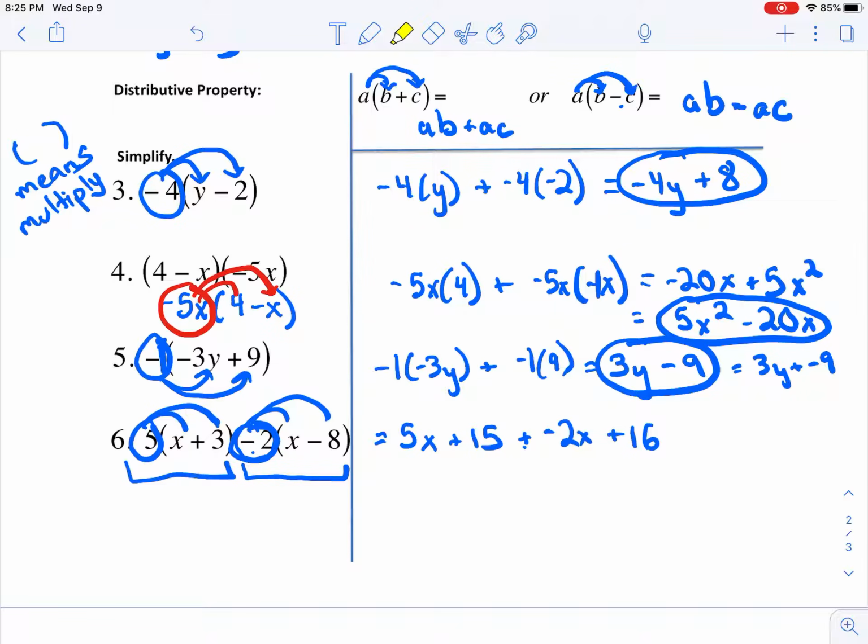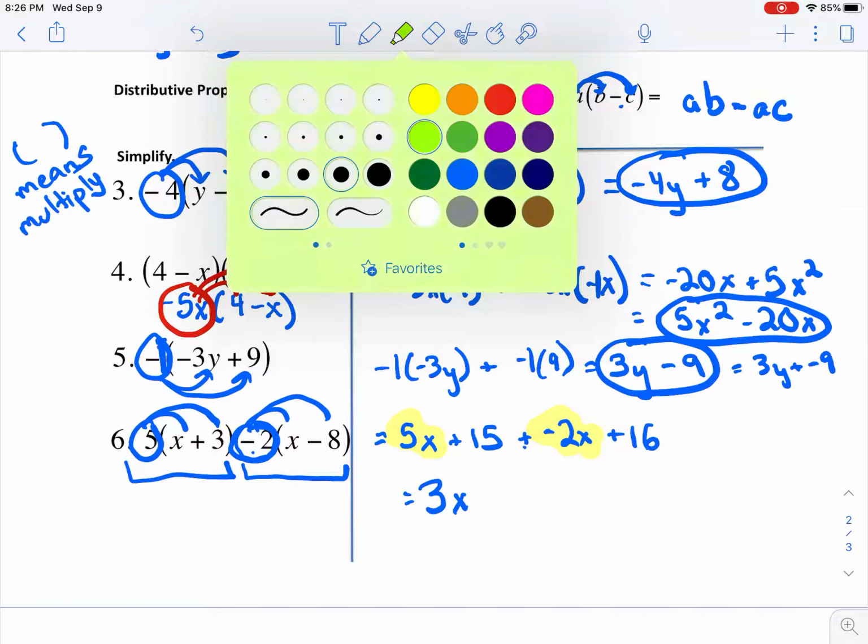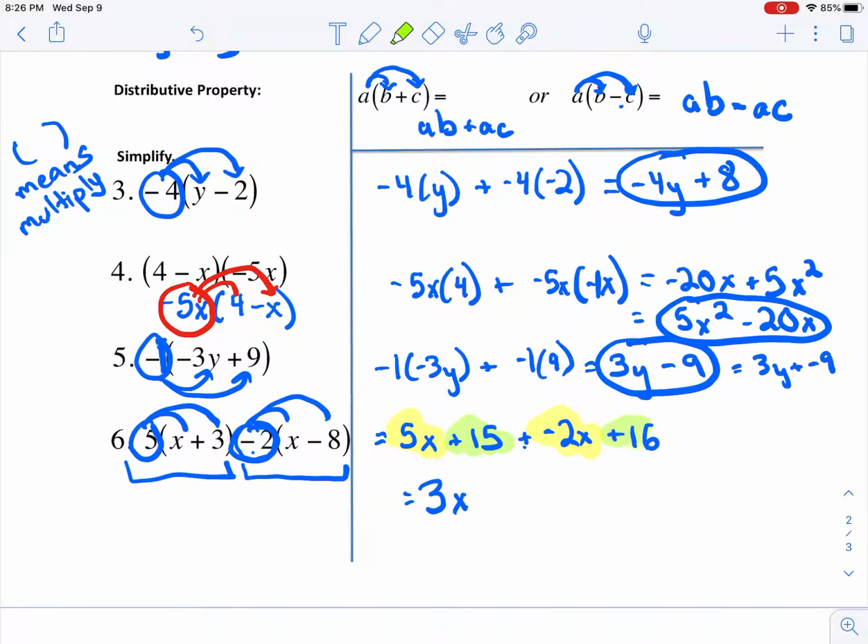So we don't have to go through and list them all out unless we ask you to. But when we combine like terms, we're looking for the ones that have the same variables. Well, 5x and negative 2x do. So we're going to add those two together. 5x plus negative 2x, or 5x minus 2x, is 3x. And then, also like terms, 15 and 16. So then 15 plus 16 is 31. And that is our simplified expression.